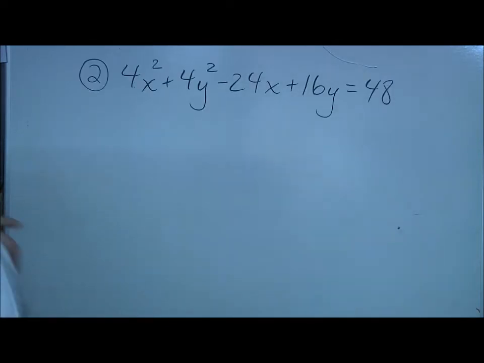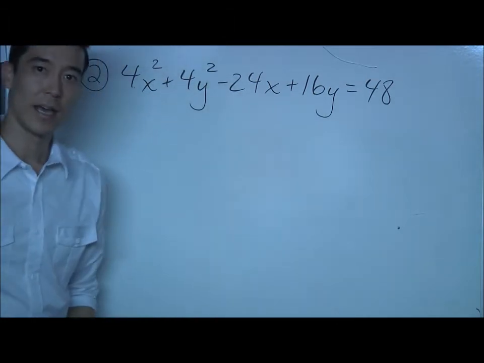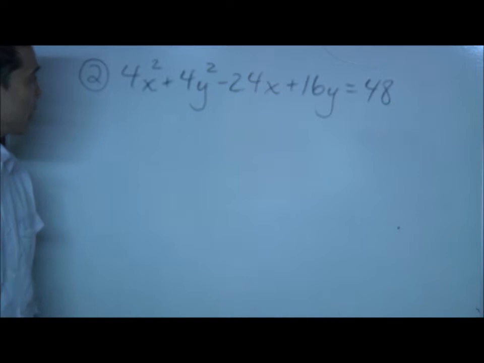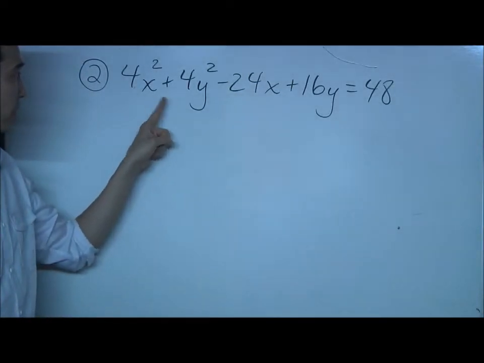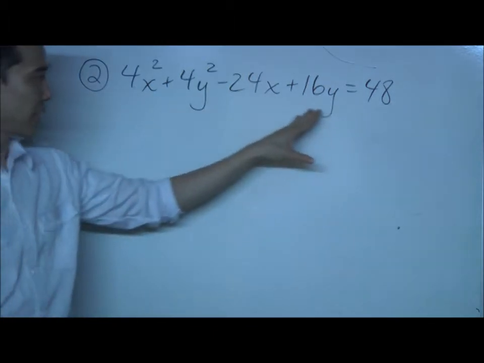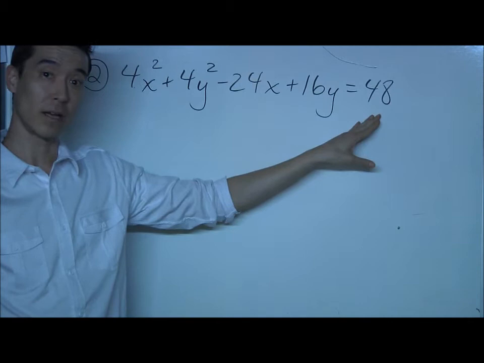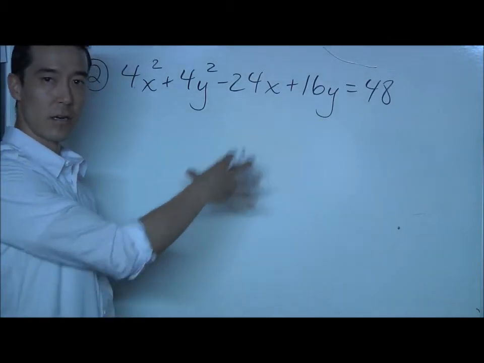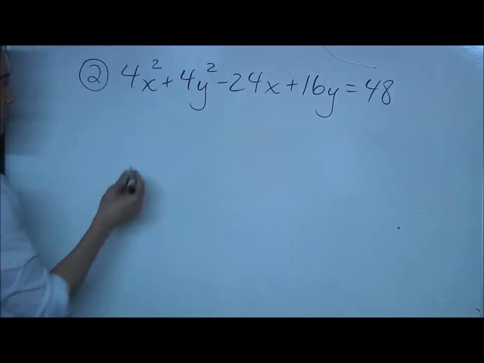Okay, number two, we're told that this is a circle and I'm asked to find the center and the radius. The first thing that I need to realize is I have x squared and an x term, and I have y squared and a y term. And notice another thing is everything is divisible by 4, okay? So right away what I'm gonna do is divide everything by 4. I'm gonna put the x terms together and the y terms together. So let's see if I can do that in one step.